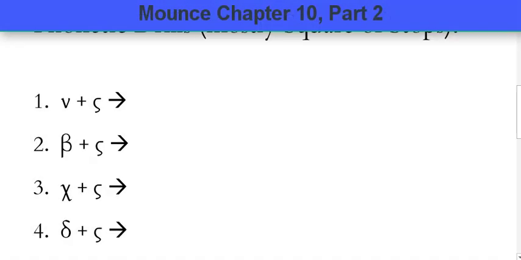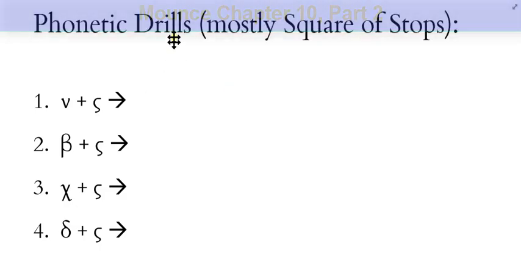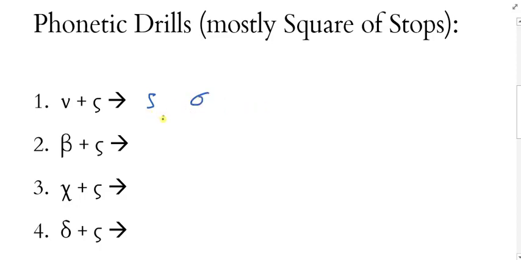Let's go through the phonetic drills here. When you have a nu and a sigma meet each other, what is that going to produce? Okay, so we get a sigma. You can do that or this. I'm fine either way, okay? Just make sure that if this happens at the end of a word, then it needs to be the final sigma, right?